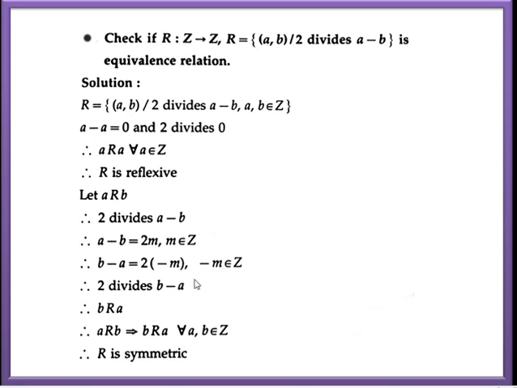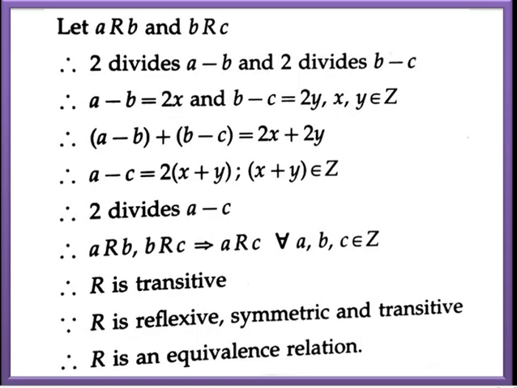I'll give one simple example. Suppose b is 21 and a is 11. Then 11 minus 21 is divisible by 2 and 21 minus 11 is also divisible by 2. Okay? Therefore b is related with a. This clearly shows that the relation R is symmetric. Why? Because a is related with b implies that b is related with a. This is possible only if the relation is symmetric.